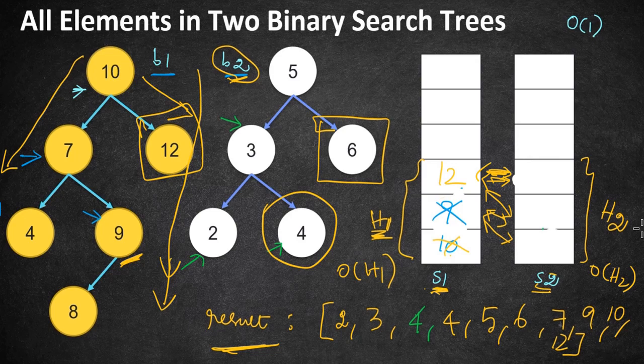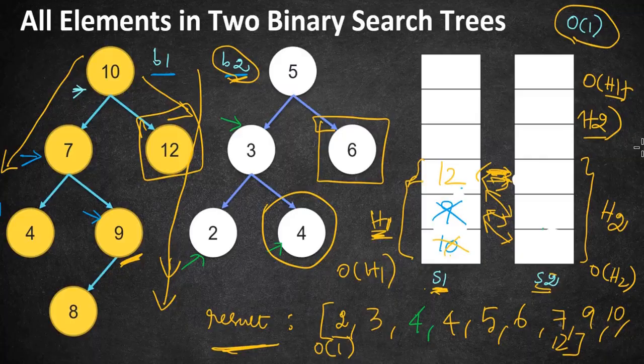Other comparisons and popping the values from the top of the stack will always take O(1) time. So we simply take the value and put it in an array, again in O(1) time. Overall, this algorithm is going to take O(h1 + h2) time, where h1 and h2 are the heights of the given binary trees. I hope I made some sense of this algorithm. So let's go to the code now.